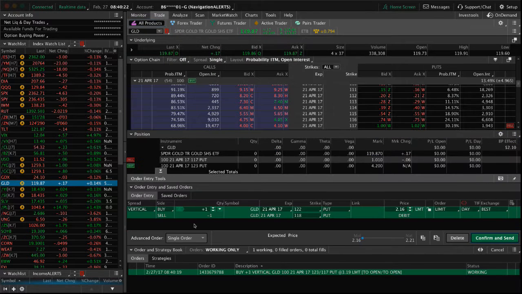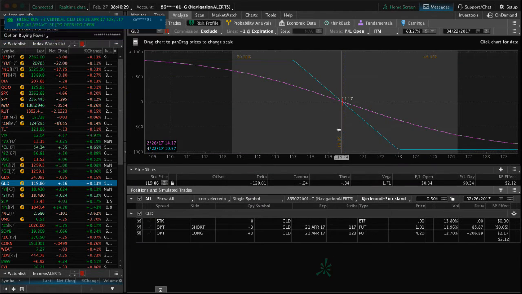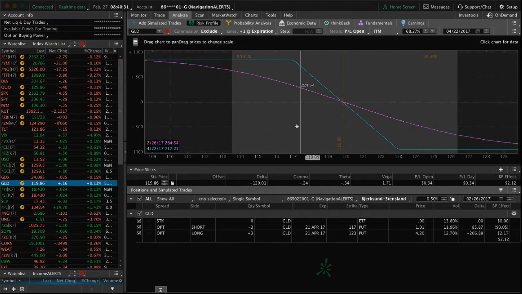Didn't get filled right away, so let's go to the trade tab, cancel replay. Oh, and I did get filled right at 319. So I'm in the trade, and so now we'll just continue to wait and see if we can get a little bit of downside in gold.